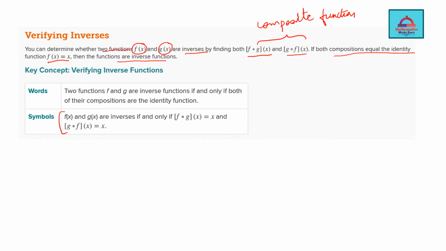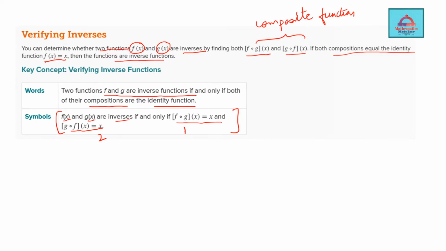So this is how you write it in symbol form. f(x) and g(x) are inverses if and only if f∘g of x is also x and g∘f of x is also x. If these two conditions are true, both condition number 1 and number 2, then you could easily say that the two functions f and g are inverse functions, because the reason is the composition is the identity function. So this is what you need to check. Let's see a question on how you are going to verify for inverses.